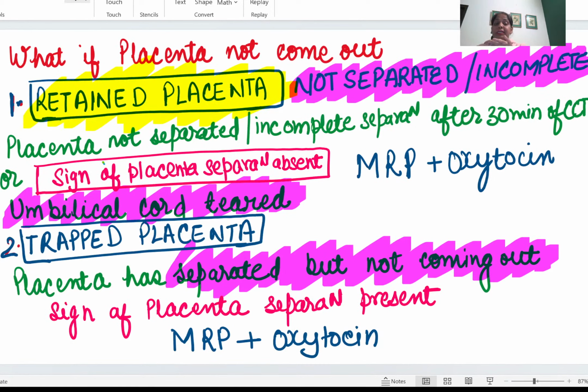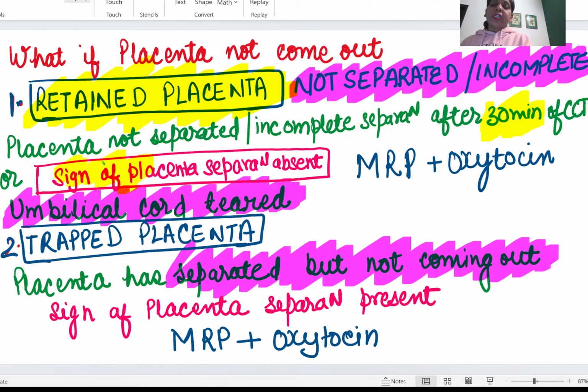The placenta which does not separate is known as retained placenta. Even after 30 minutes of controlled cord traction, if the placenta is not separating, then that is known as retained placenta. Now, how will you diagnose retained placenta? The signs of placenta separation will not come: gush of blood, height of the uterus increasing, permanent lengthening of the cord, they will not be seen.